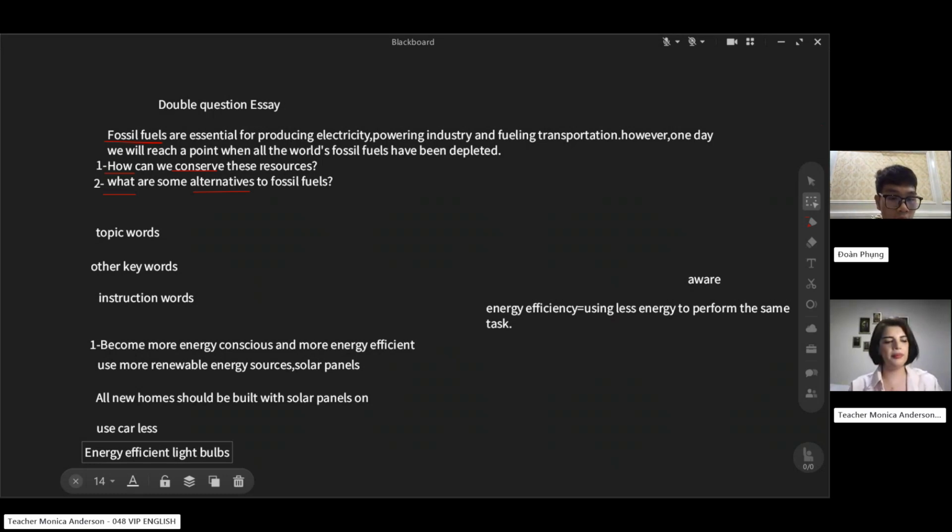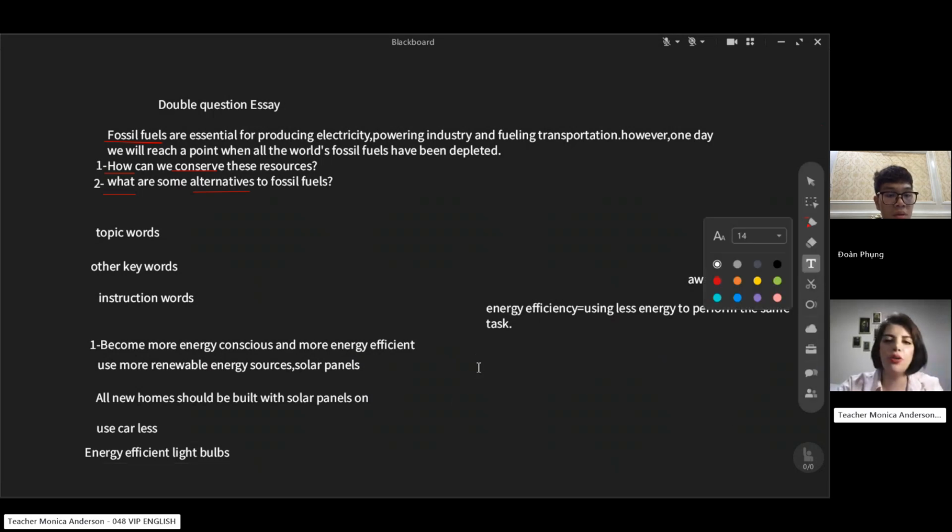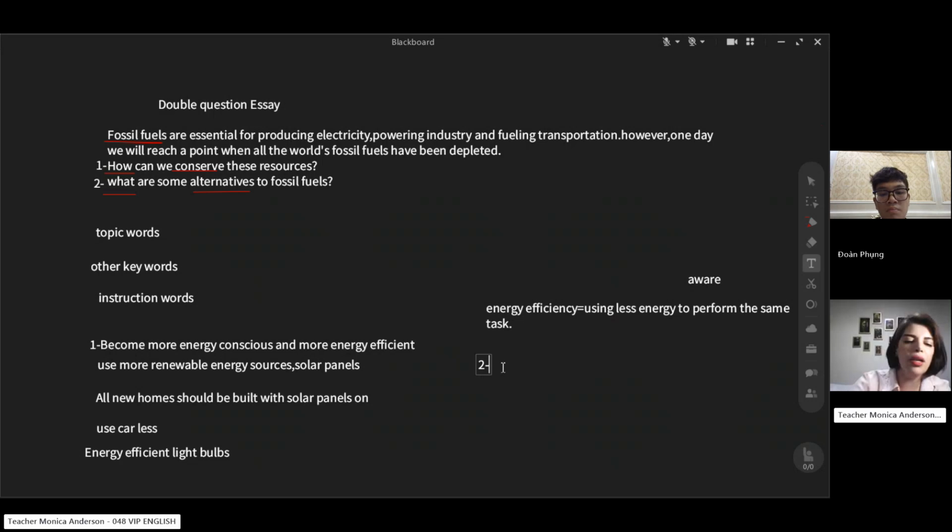What are some alternatives? Maybe other energy sources that we can use instead of fossil fuels. I think the wind. Very good. So question number 2. First of all, wind power and of course solar. Yes, we discussed. And next one, do you think of any other alternatives?